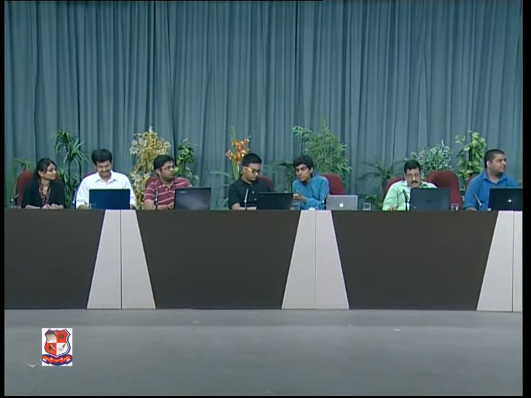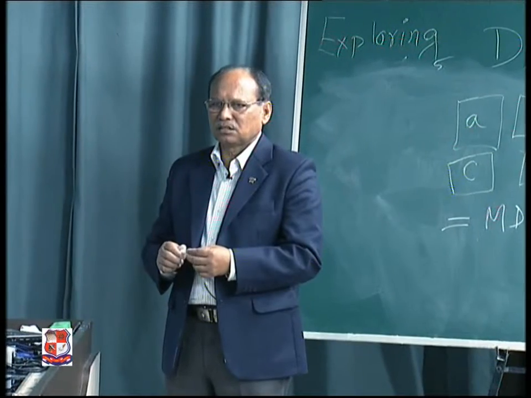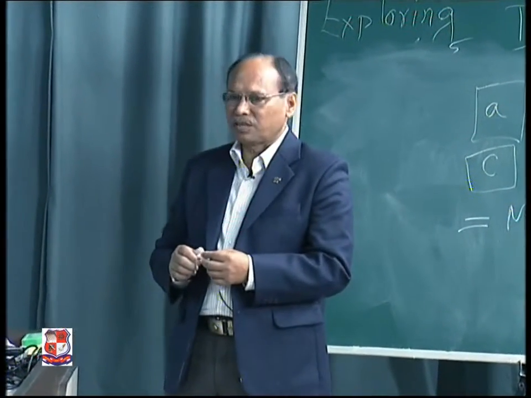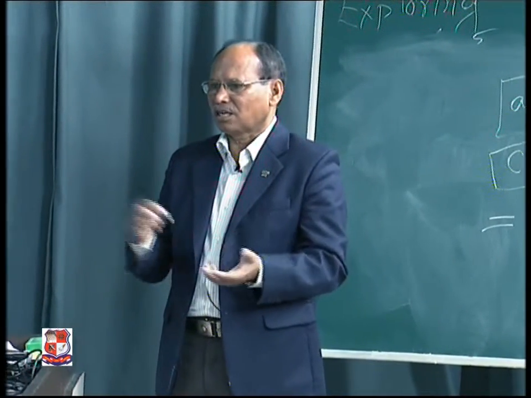So, this type of matrix is called an orthogonal matrix. Orthogonal matrix. And what is the property of an orthogonal matrix? Its inverse is its transpose.